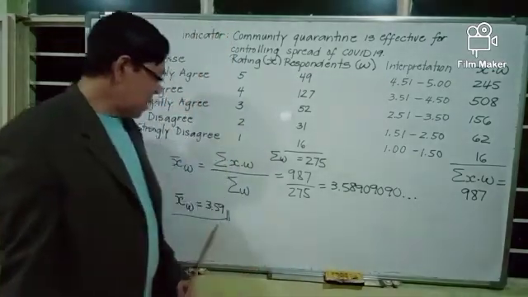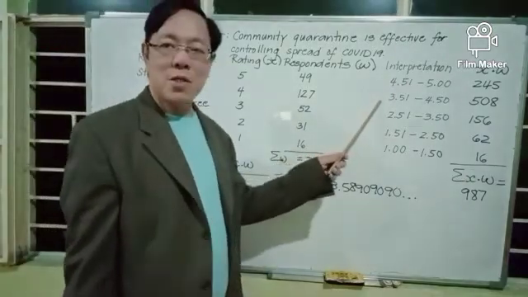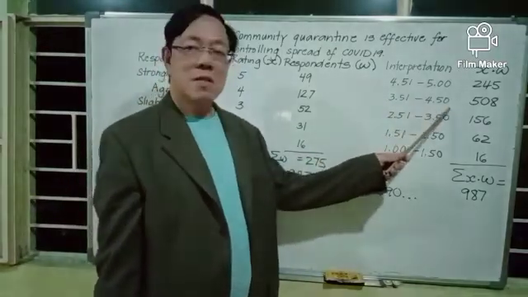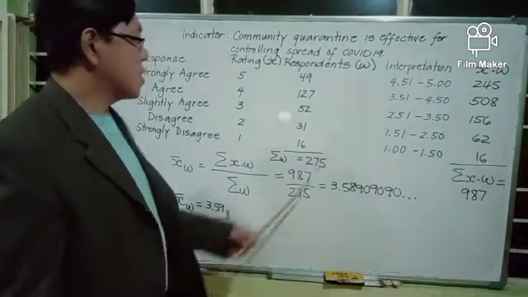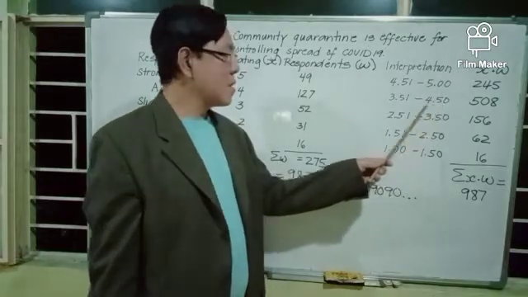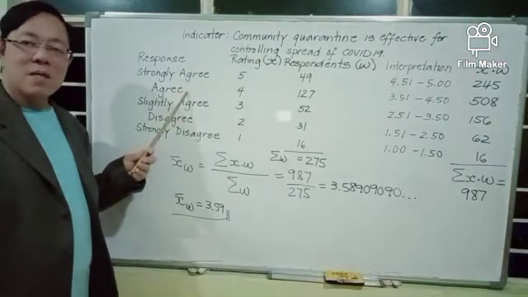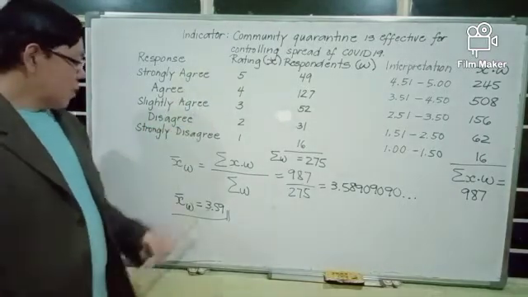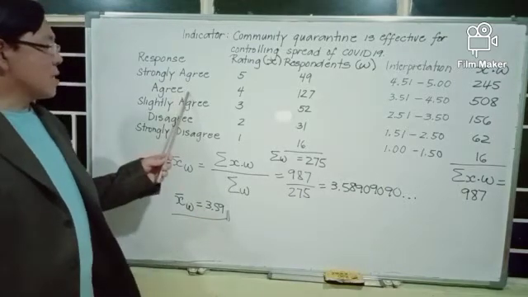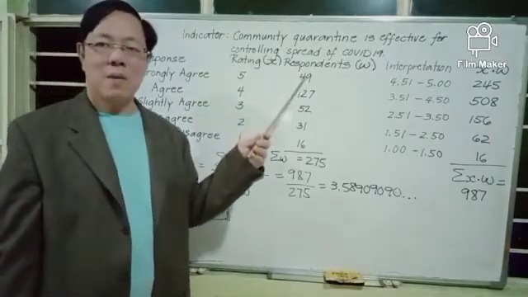And our weighted mean of 3.59 is found in this range or this interval, 3.51 to 4.50. 3.59 is between 3.51 and 4.50. And this means that generally, the respondents agree, with an average of 3.59. The respondents generally agree that community quarantine is effective for controlling the spread of coronavirus.